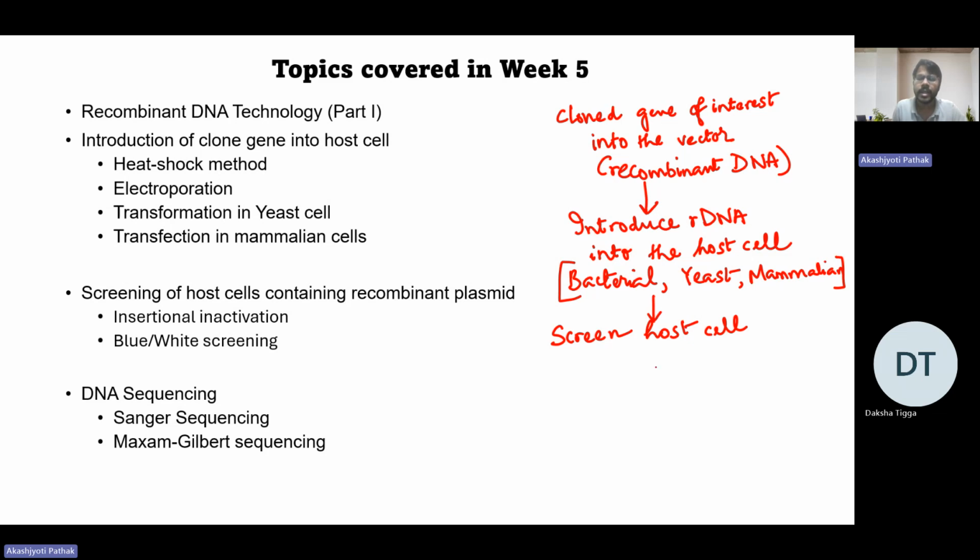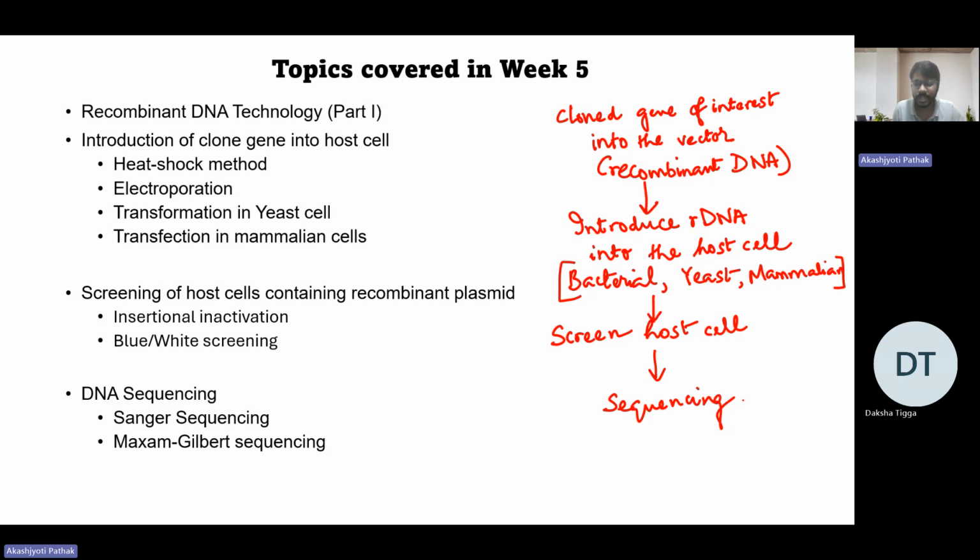Once all this is done, the plasmid is isolated from the host cell, and sequencing is done so that we can confirm that my plasmid has the gene of interest cloned inside it. We will also learn about the two most widely used sequencing methods.